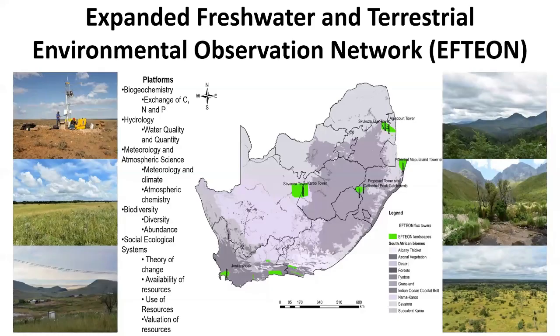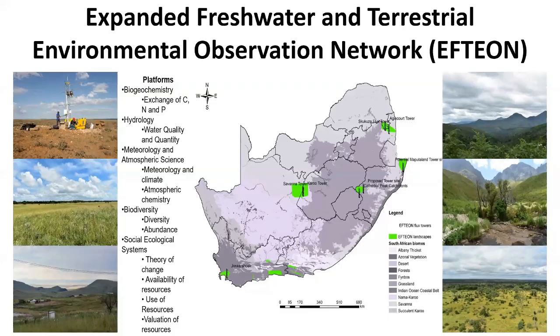So EFTEON stands for the Expanded Freshwater and Terrestrial Environmental Observation Network. It is a collection of 6 landscapes spread across Africa. There's Greater Cape Town in the Cape, there's the Garden Route, there's Kimtree, which is centered on Kimberley, there's the Northern Drakensberg landscape, there's the Maputaland coastal plain landscape, and then there's a Lowveld landscape.